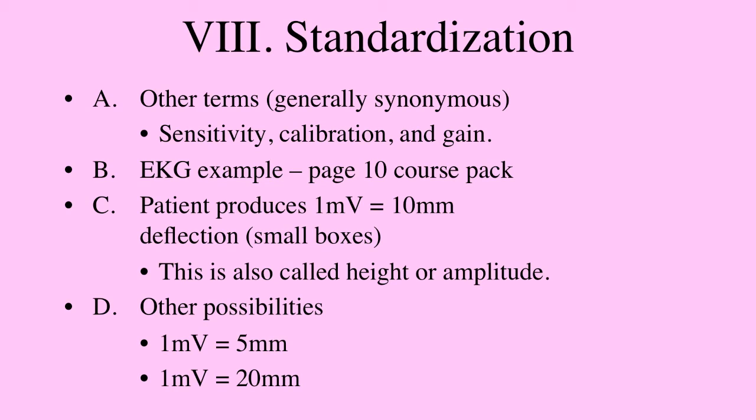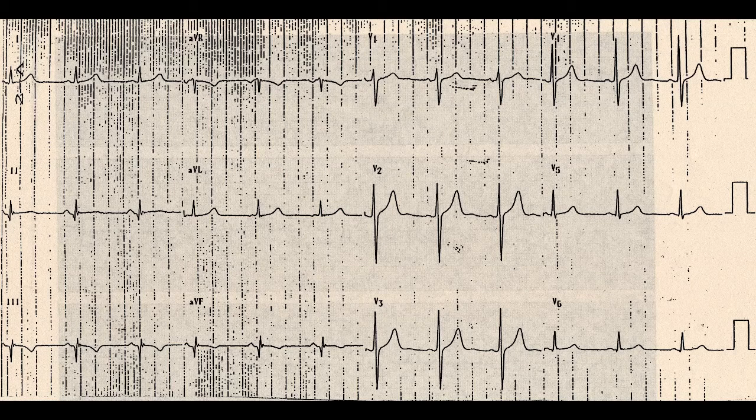If you look at, we'll jump ahead in the course pack just because it's an EKG that shows this, to page 10 in there in the course pack. You can see to the far right, right under the 10, this kind of squared off box, and that's set at 10 millimeters up and down. That's the normal standardization, and that's what it looks like. It can be on the right side or the left side, or be found that way.